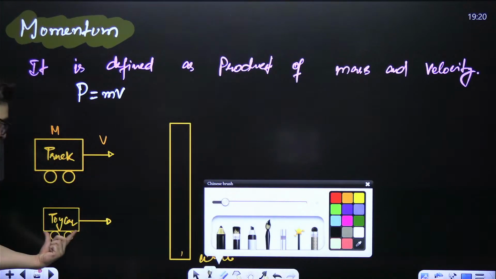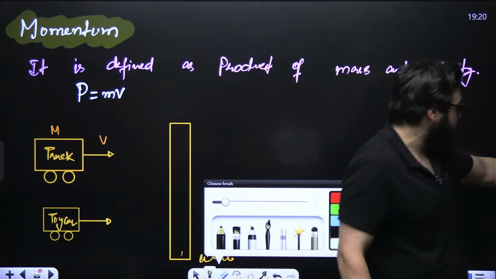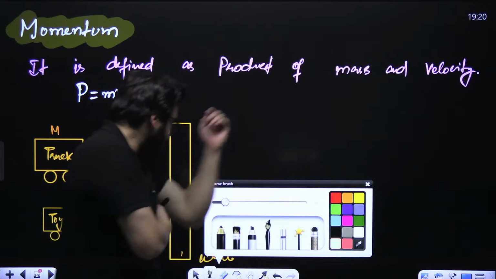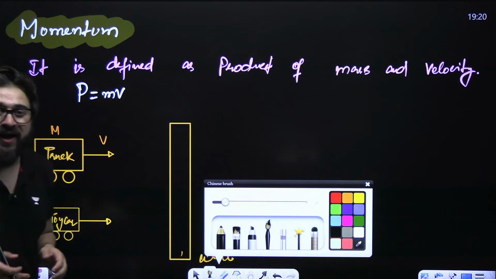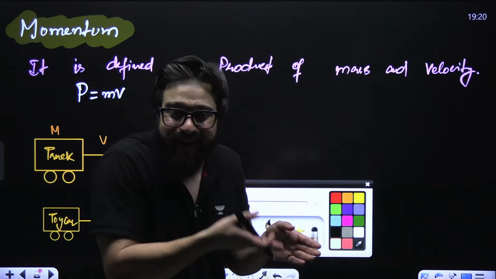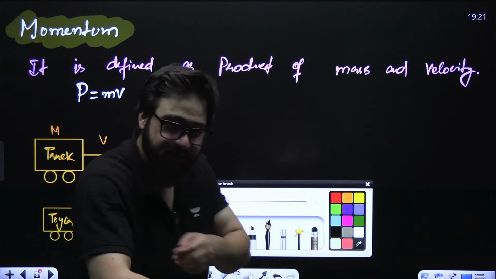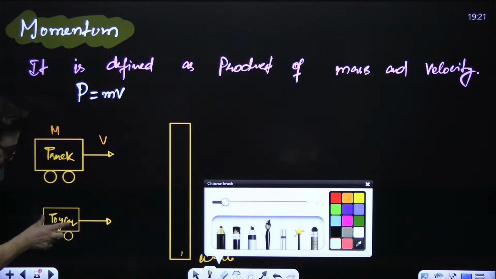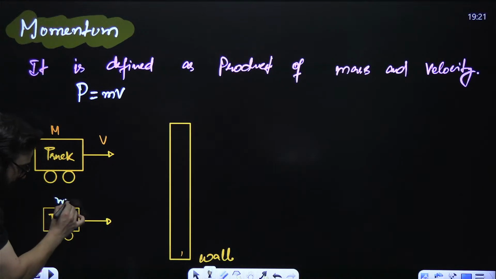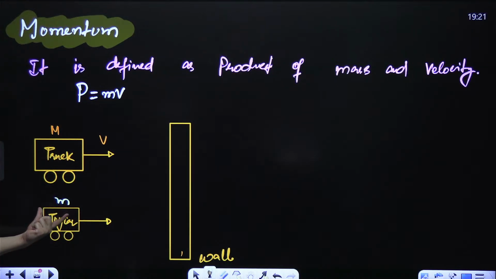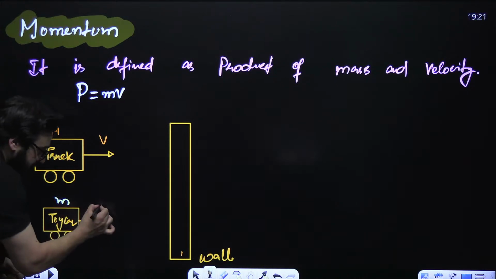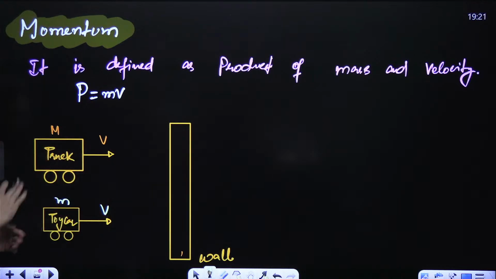And then we have a toy car over here. This is the toy car. Toy car means the one with which small kids play, like you guys. We know its mass is small. It has less mass, that is m. We say its velocity is, let's keep the same velocity.